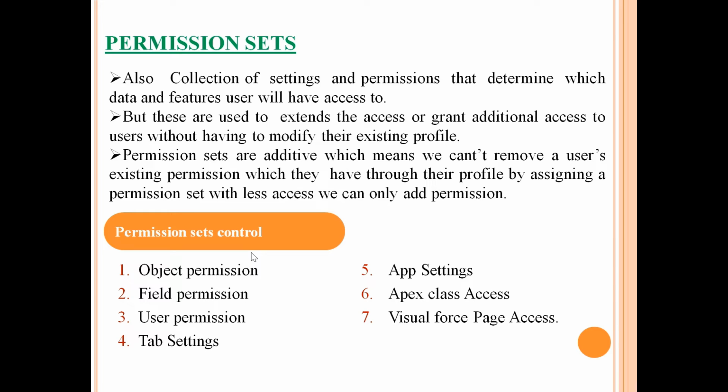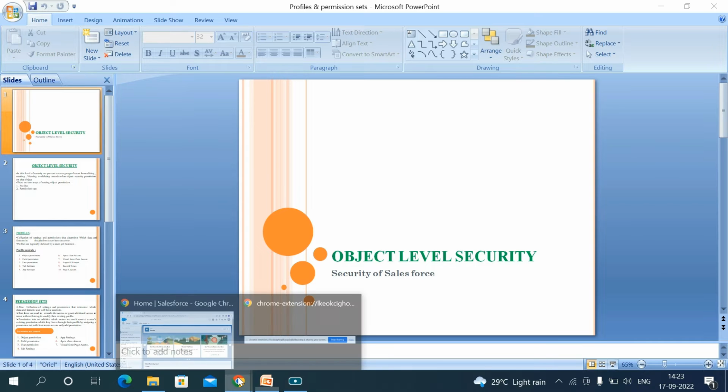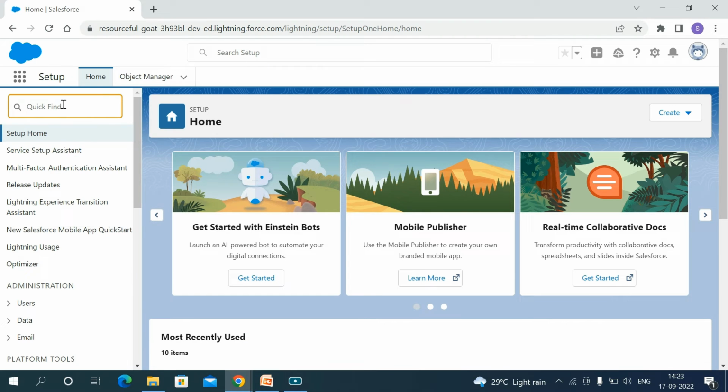Permission sets are additive, which means we cannot remove a user's existing permission that they have through their profile by assigning a permission set with less access. We can only add. Profiles and permission sets controls are both the same. Then I will explain more deeply in the org.